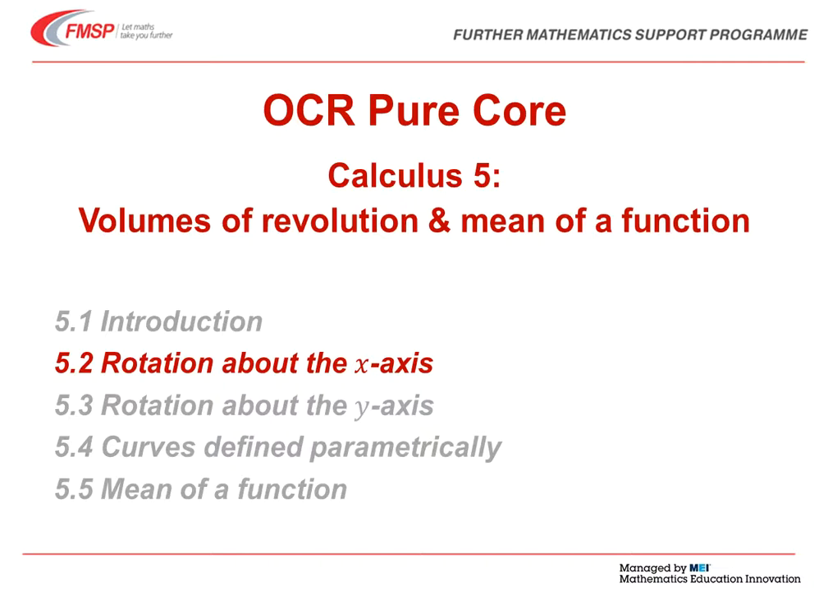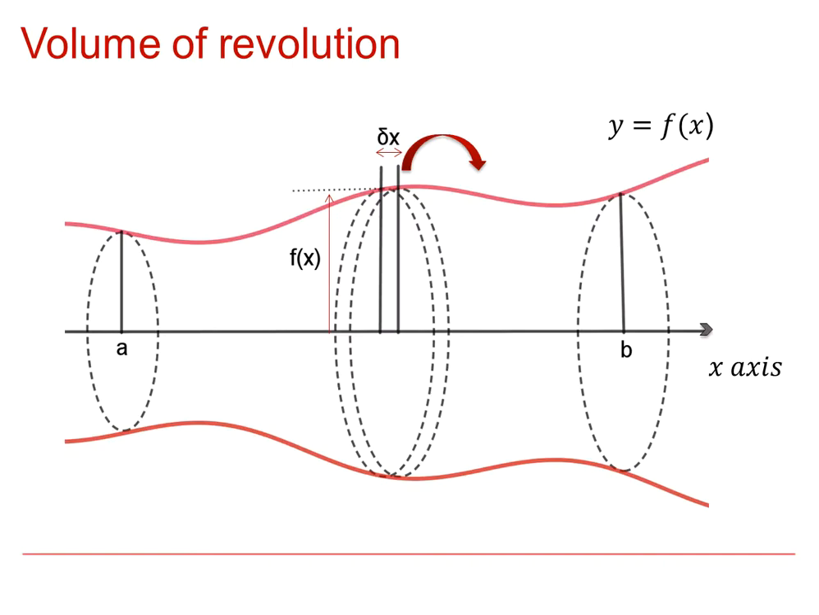Hello, this is the second video of the fifth calculus series for OCR Pure Core Further Mathematics, and we'll be looking at volumes of revolution for solids created by rotation of a curve about the x-axis. In the previous video we introduced the idea of rotating a curve about the x-axis. You may like to imagine a carpenter turning a piece of wood on a lathe and creating that curve and influencing that solid of rotation.